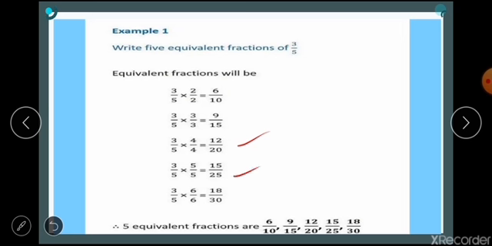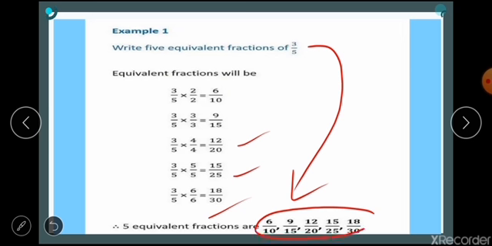3 by 5, you will multiply and divide by 5. And here you will multiply by 6 upon 6, means with the number 6. So in the same way, student, you can get the equivalent fractions of 3 by 5. These are the equivalent fractions of 3 by 5: 6 upon 10, 9 upon 15, 12 upon 20, 15 upon 25 and 18 upon 30. These are the equivalent fractions of 3 upon 5.